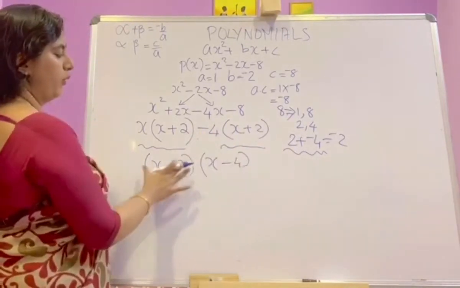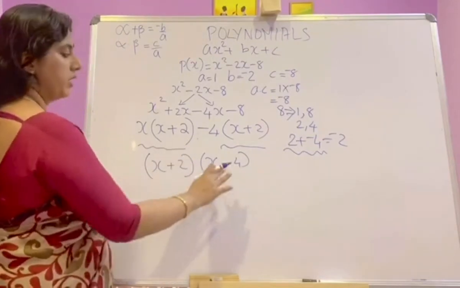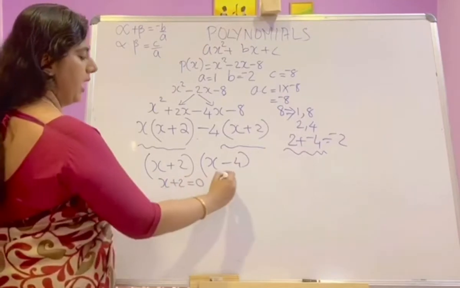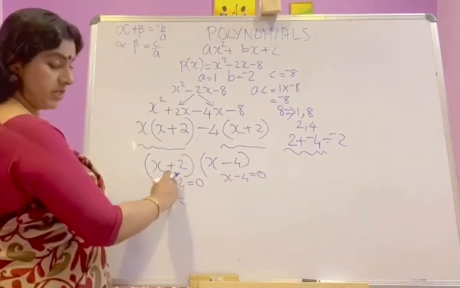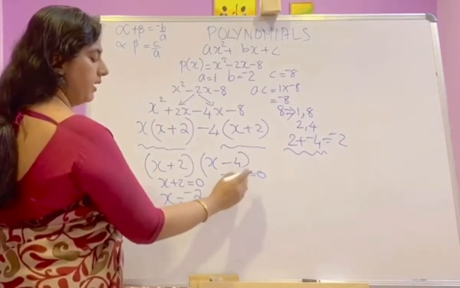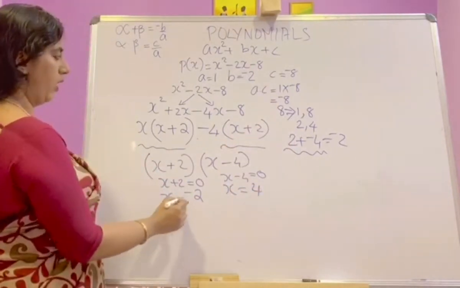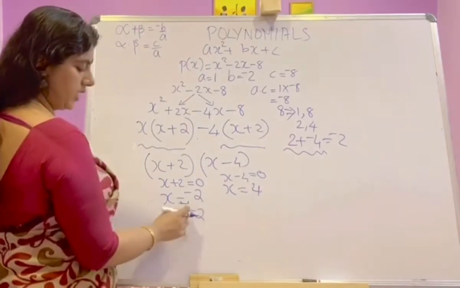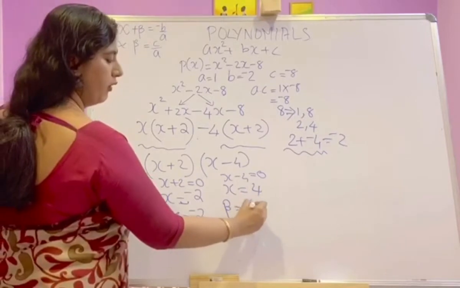Now we got two factors. Now stop there. Now equate each factor to 0. That is, x plus 2 equal to 0, x minus 4 equal to 0. Here x is equal to plus 2 going to RHS, it becomes negative 2. Here x, minus 4 going to RHS becomes positive 4. So we got alpha is equal to negative 2, that is, one zero is negative 2, and beta is equal to 4.